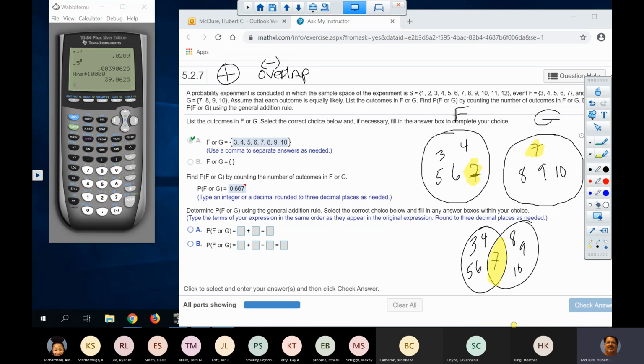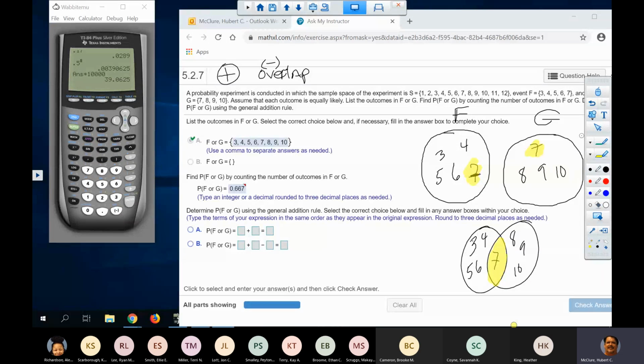Now, what makes up the whole set of S? Well, everything in the two sets. 3, 4, 5, 6, 7, 8, 9, 10. What does OR mean? OR means additive law. I've got to hurry because I'm running out of time. I got like 6 minutes, or 7 or 8 minutes. All right. F or G.